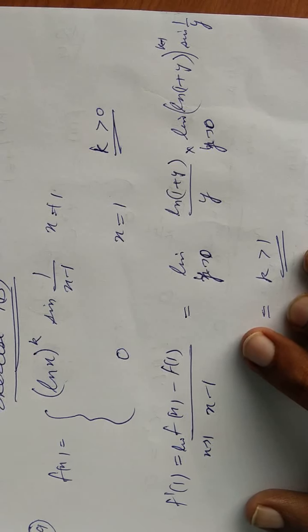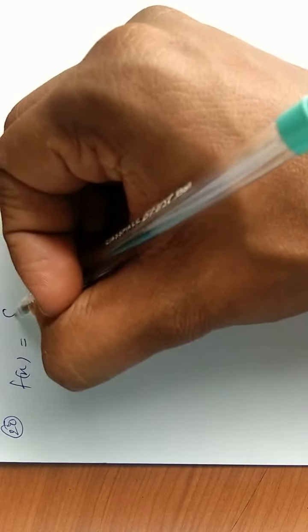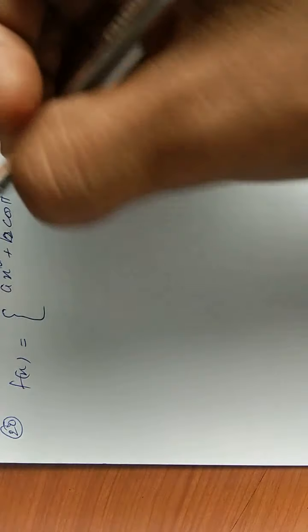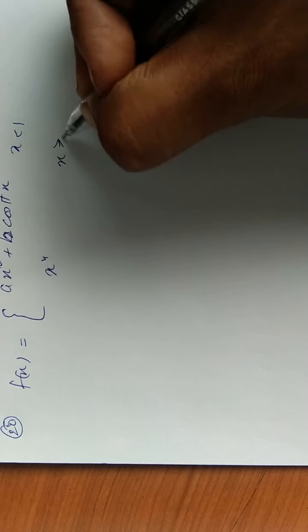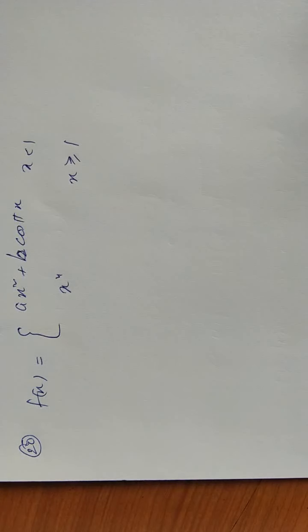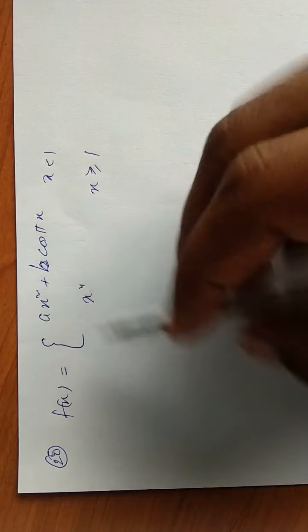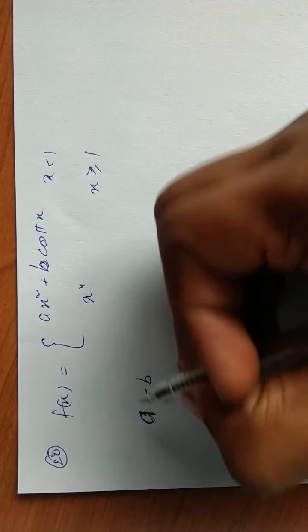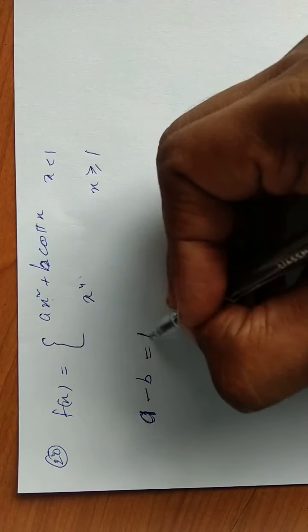So moving on to the next question, question number 20. It says f(x) is equal to ax square plus b cos pi x when x is less than 1, and x power 4 when x is greater than or equal to 1, is differentiable everywhere. So if it is differentiable everywhere, let's check at x is equal to 1. First check continuity. At x is equal to 1, LHL would be a minus b, since cos pi is minus 1, and this is equal to RHL, which is 1.